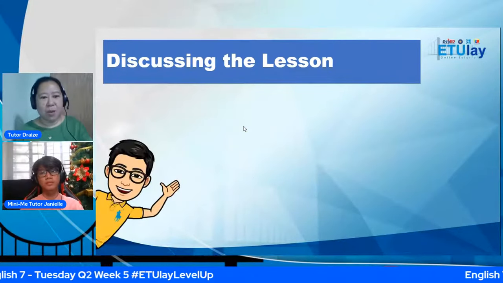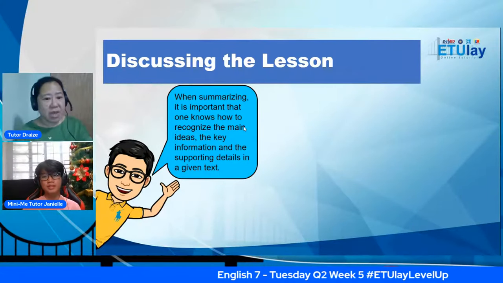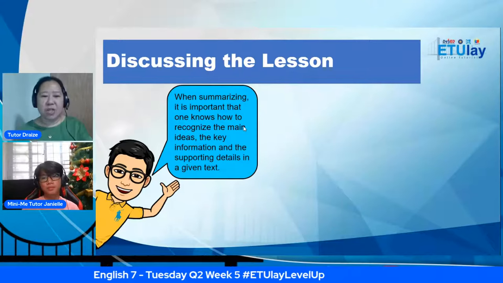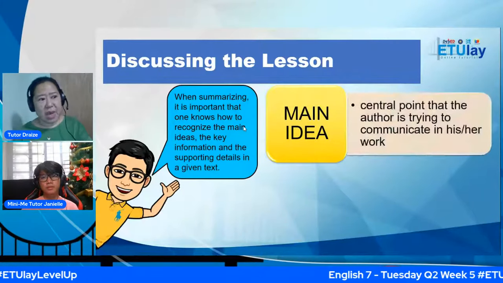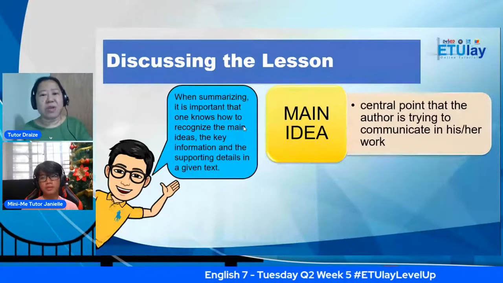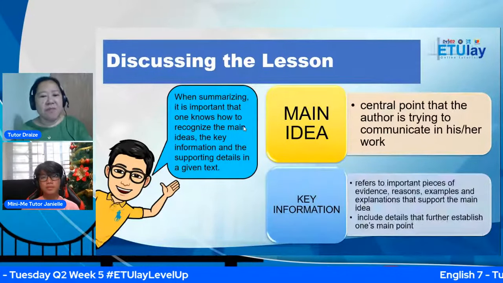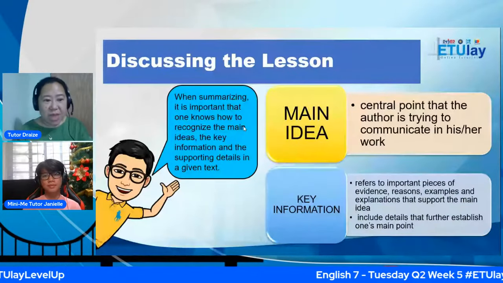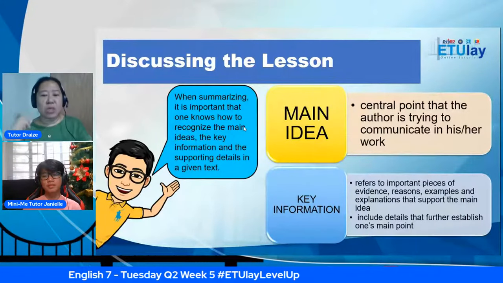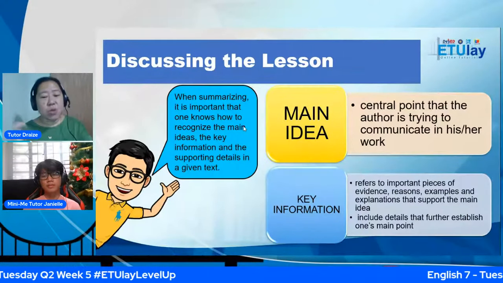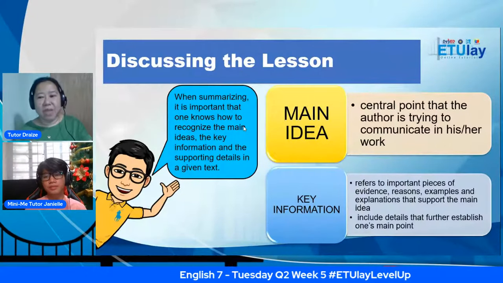So when summarizing, it is also important that one knows how to recognize the main ideas, the key information, and the supporting details in a given text. So let us discuss main idea. What is a main idea? This is the central point that the author is trying to communicate in his or her work. Now, what about key information? Key information refers to important pieces of evidence that would include the reasons, the examples, the explanations, and this would always support the main idea. Now, this would also include details that would further establish one's main point.